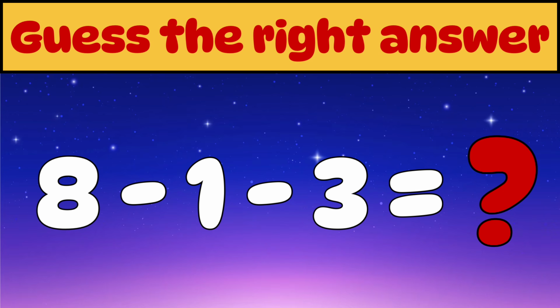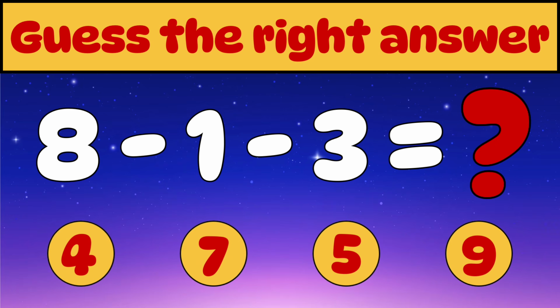Look at the question carefully. 8 minus 1 minus 3 equals. Can you guess the correct answer? Here are the options. 4, 7, 5, maybe 9. Think carefully.